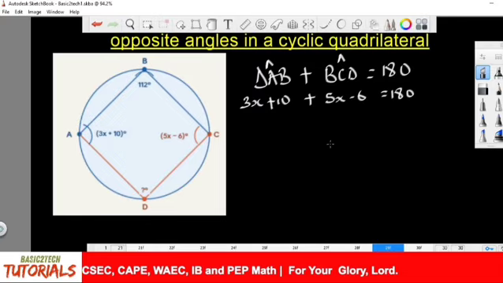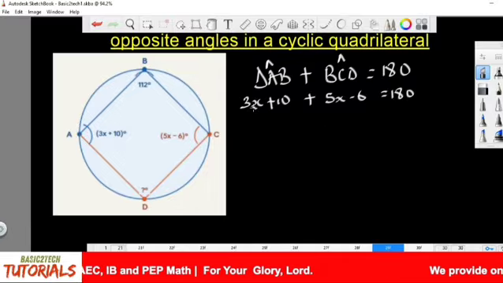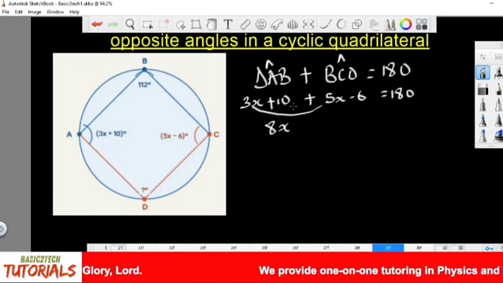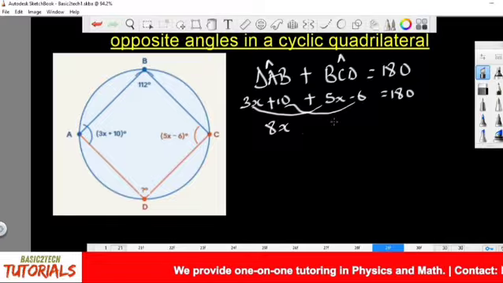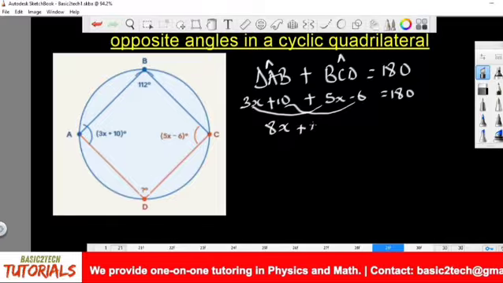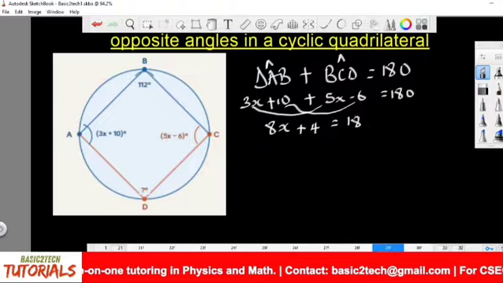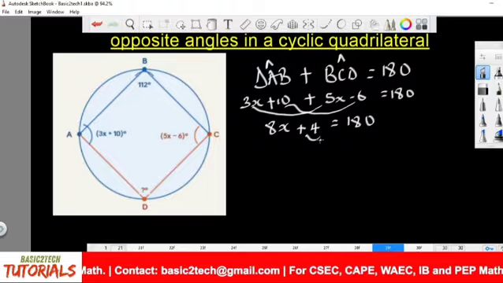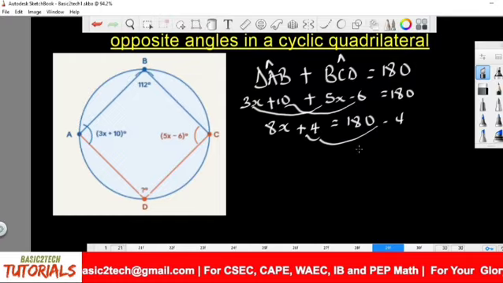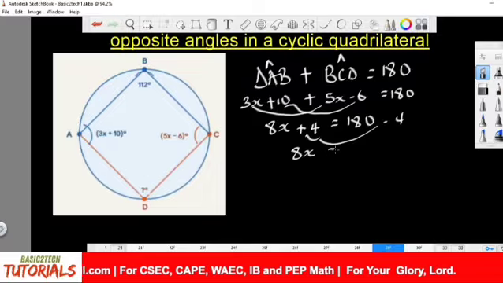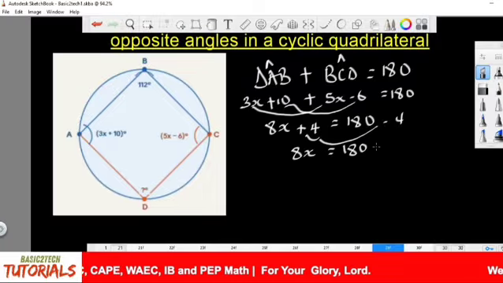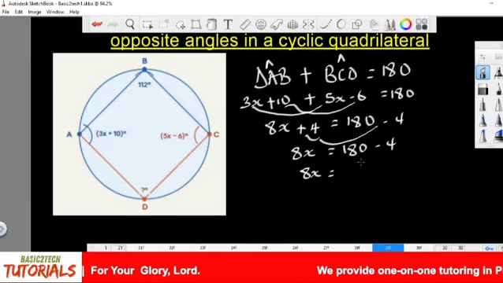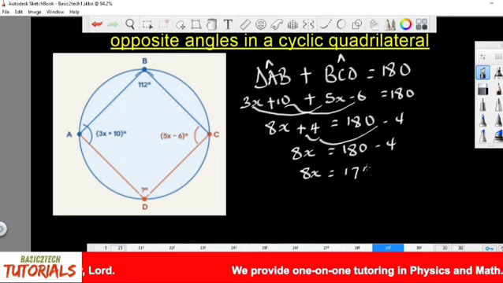So what next? We simplify. So we have 3x plus 5x, which is 8x, plus 10 minus 6 will give us plus 4 equal to 180. So what next? We collect like terms. So plus 4 we move to the right, it becomes a minus 4. So we have 8x equal to 180 minus 4, which is 176.